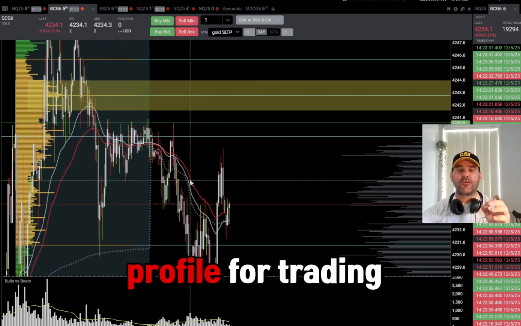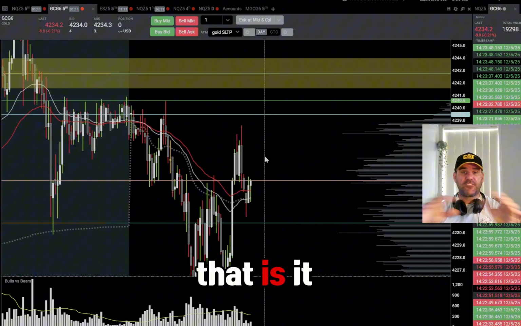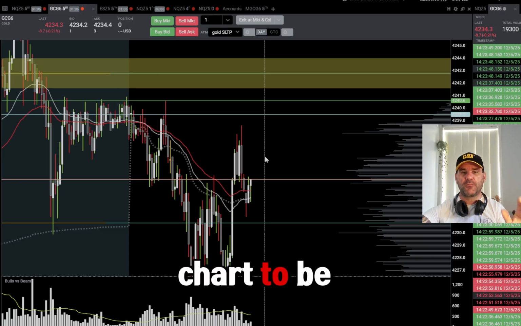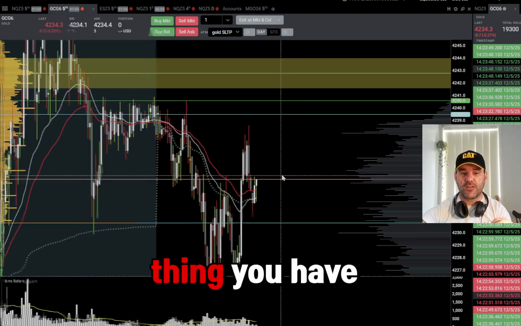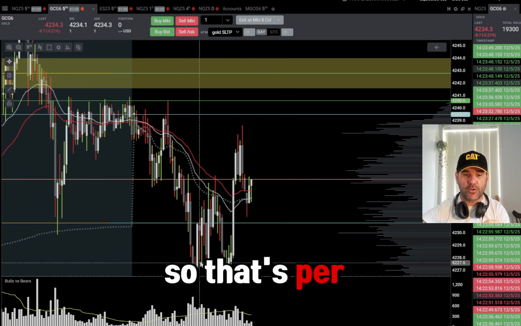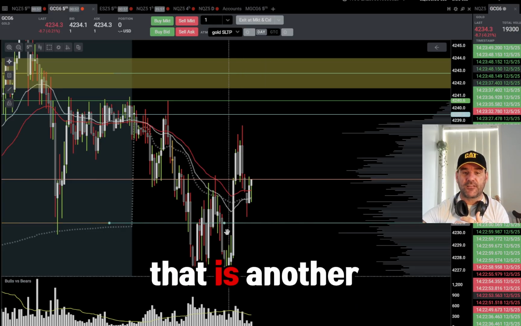Now for volume profile for trading, that is it. That is all you need for volume profile. You don't need anything else on the chart to be able to do volume profile. The only other thing you have down here is actual volume per trade, so that's per candlestick, sorry. That is another one that you can do.